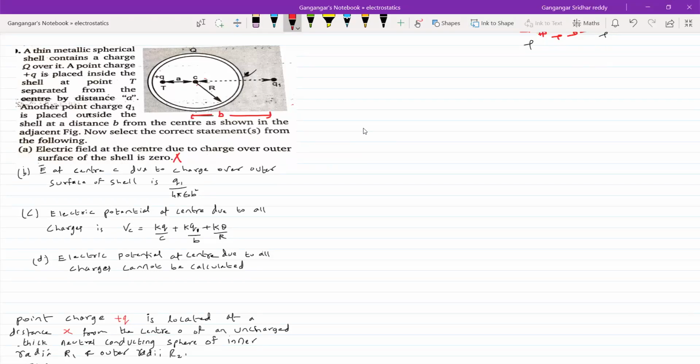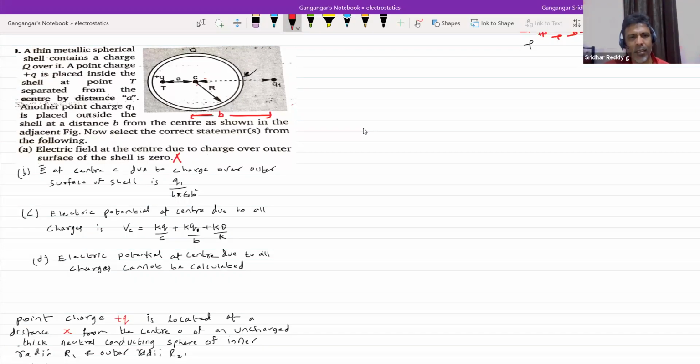Electric potential at center due to all charges. All charges. Potential at center C. First, KQ by C. Next, KQ1 by B plus KQ by R. Does it justify this answer? Option C, shall I pick it up?